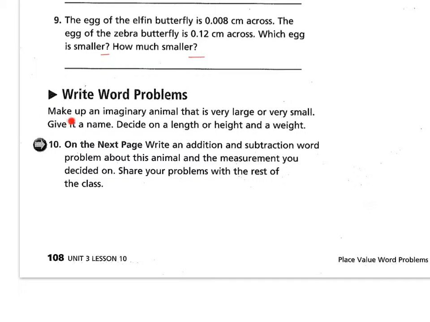The last problem is going to be writing a word problem. Make up an imaginary animal that is very large or very small. So if it's very small, it needs to have a decimal. If it's very large, it should be somewhere in the millions. Give it a name. So you're going to name your animal. Then decide on a length or height and weight. Then write an addition and subtraction word problem about the animal and the measurement you decided on. Have fun!